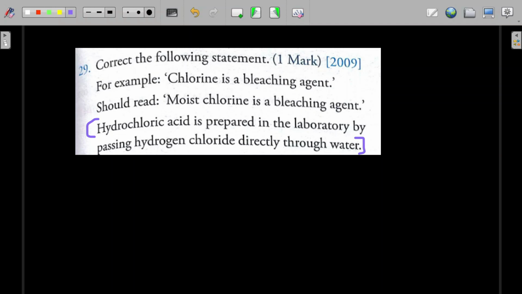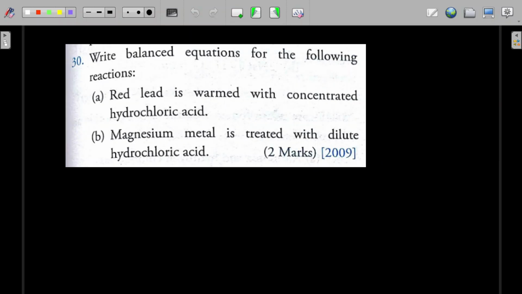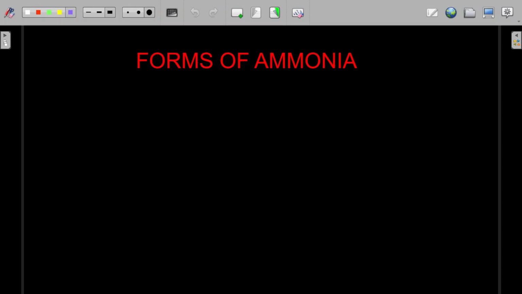You don't pass directly, no? Using funnel arrangement, we have to pass it. Red lead, magnesium metal, so an active metal, with hydrochloric acid gives you hydrogen gas. So what do you have to write? Equation: Mg plus HCl gives MgCl2 plus H2.